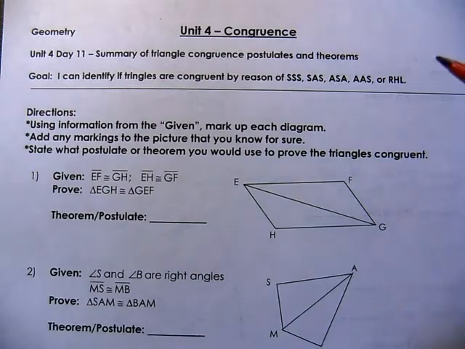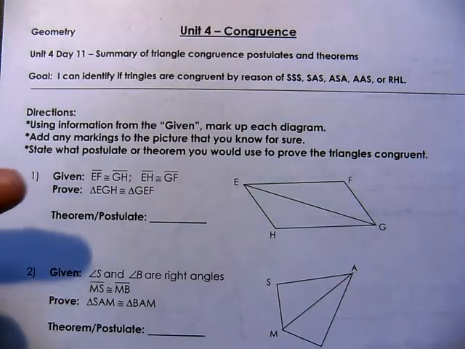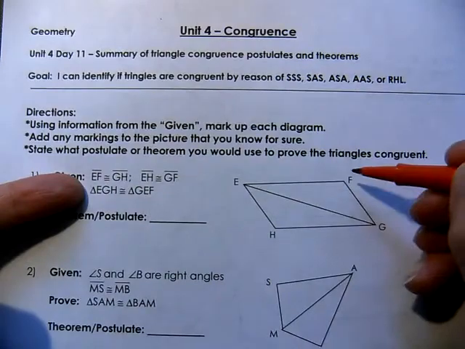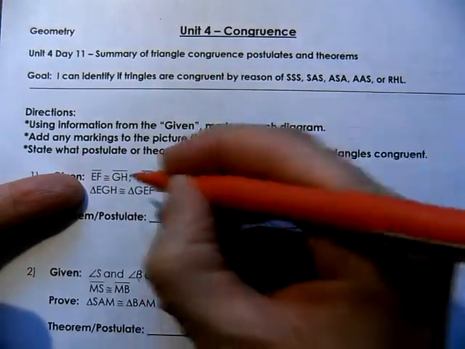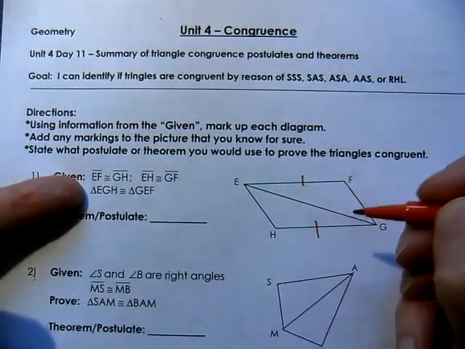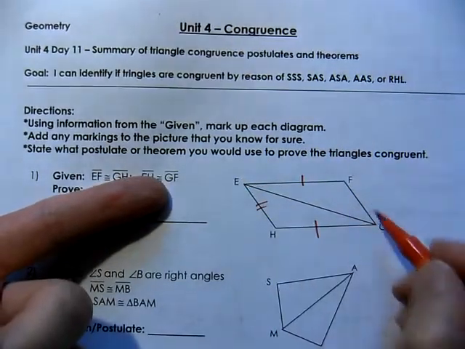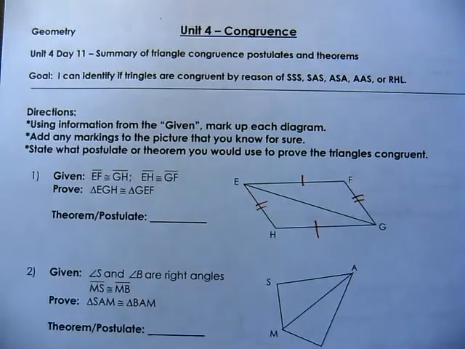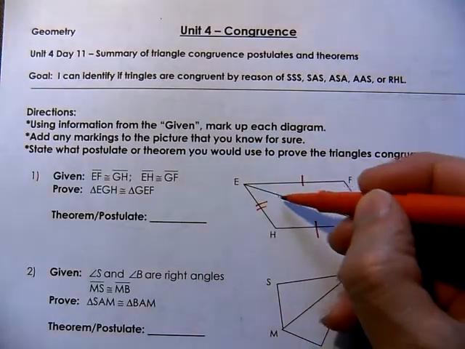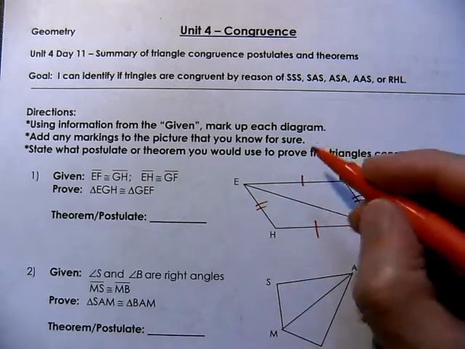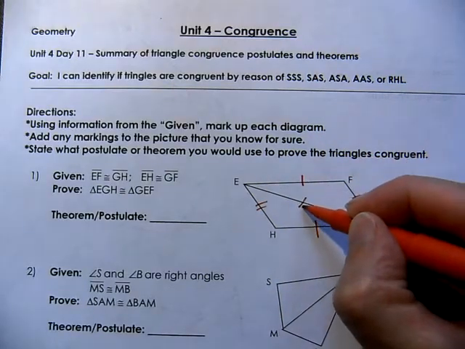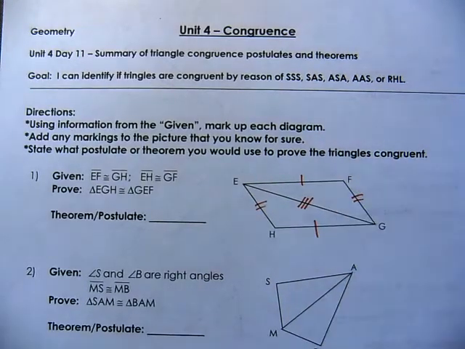We have in number 1, we're told that segment EF is congruent with segment GH. We're told that segment EH is congruent with segment GF. Okay, so that's all the given information. So you can see we've marked up two sets of sides. Is there anything else that we can add that we know for certain? Yes, that shared line between the two, that's your reflexive property of congruency. You are allowed to add that marking.